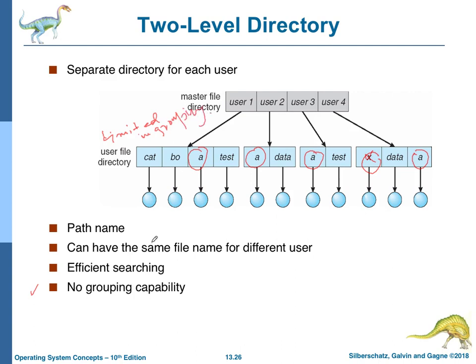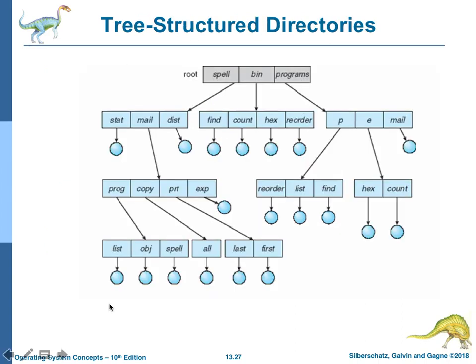And we have a path name. For example, if you have user 1, A, and maybe abc.text, then this is actually the path of the file, which means user 1, A, and the file over here. We can have the same file name for different users, and searching is efficient, while grouping capability is still limited in the two-level directory. Then we have the tree structured directory.